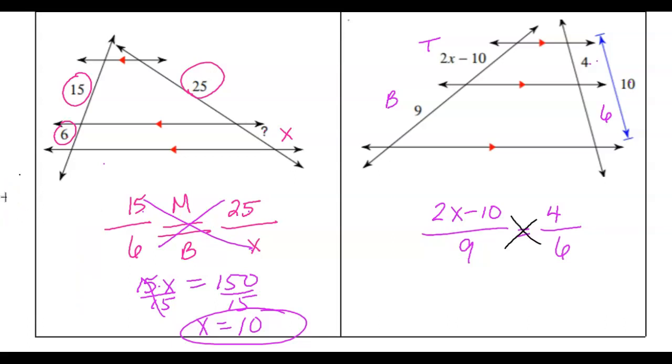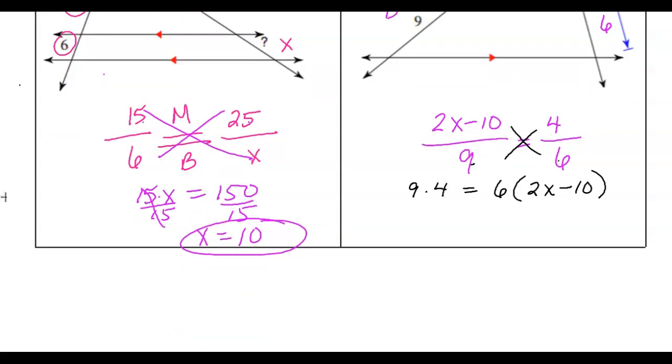So we're going to go ahead and multiply. So 9 times 4, I'll write it out. And this side, we really have 6 times both of these. Okay. So we get 36, and then we want to distribute. 6 times 2x, 6 times 10.